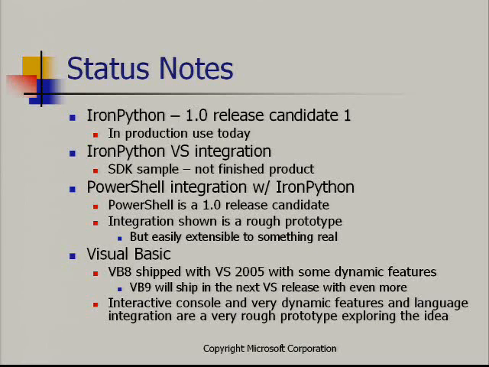Visual Studio integration is an SDK sample. Okay, it's not a finished product. Okay, it's a sample. On the other hand, it's a sample with source code that you can go fix if you don't like exactly what it does. PowerShell integration with IronPython. PowerShell is also a 1.0 release candidate, oddly enough. I think they're also due for a 1.0 RTM in August, but I'm not sure their exact dates. But they're due for a 1.0 RTM real soon now, too. The integration that I showed you is a rough prototype. I actually cooked it up with Bruce's help over the past few days. But it's easily extensible to something real.